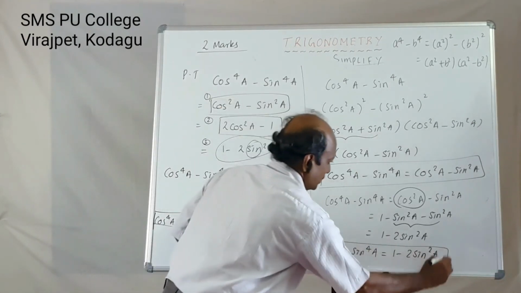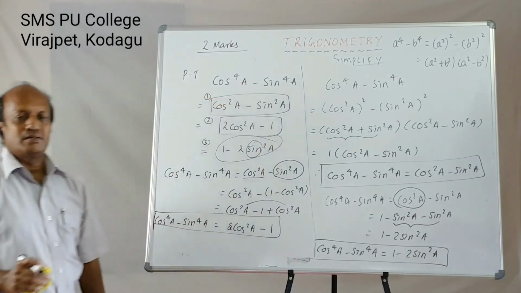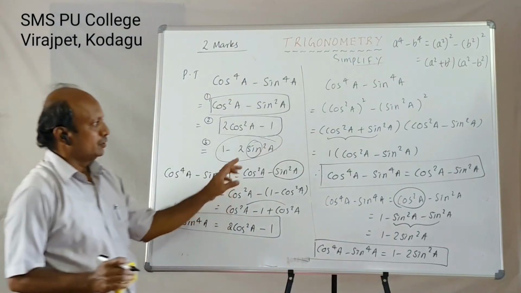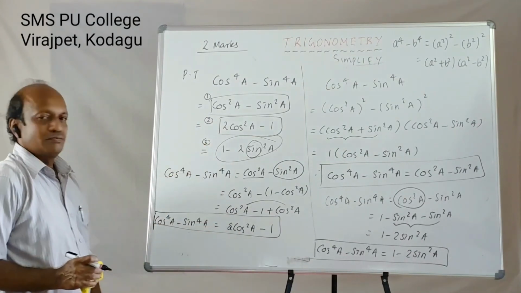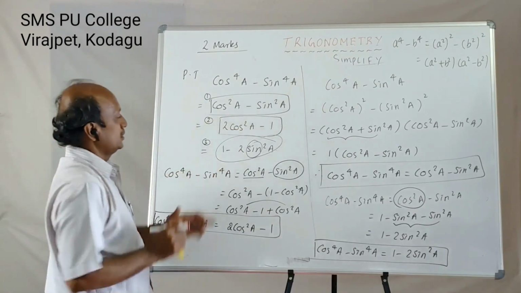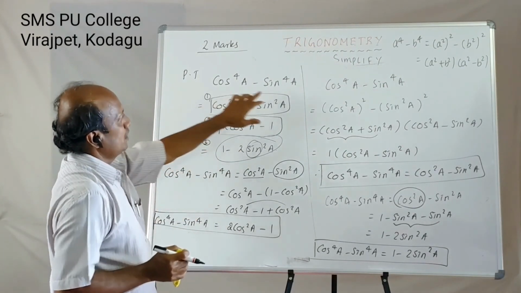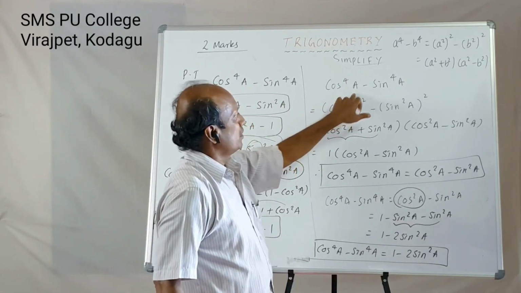What is the first one? The given thing is cos to the power of 4a minus sin to the power of 4a. You have to show cos square a minus sin square a, 2 cos square a minus 1, and 1 minus 2 sin square a. There are three things you have to prove. So the first one, what I have done, is in the form of a to the power of 4 minus b to the power of 4.